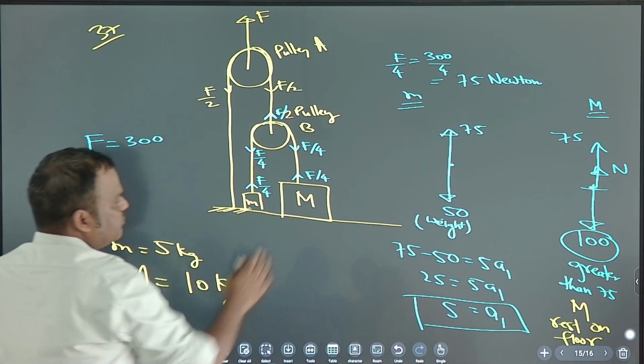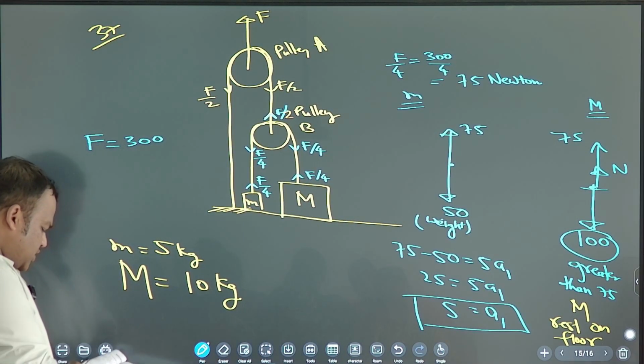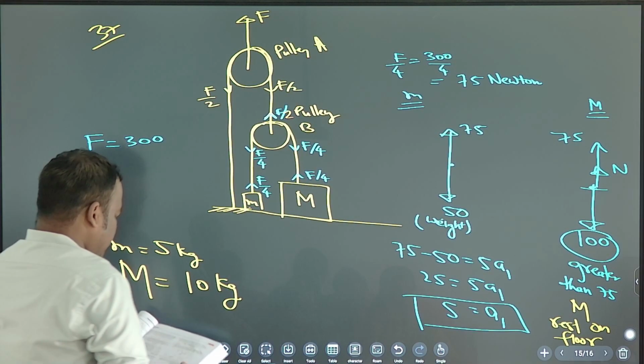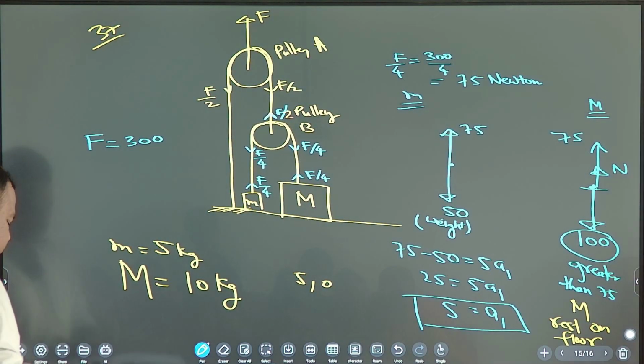So what is the acceleration of capital M? 0. So which option? Tell me. 5, 0. Okay, clear? First.